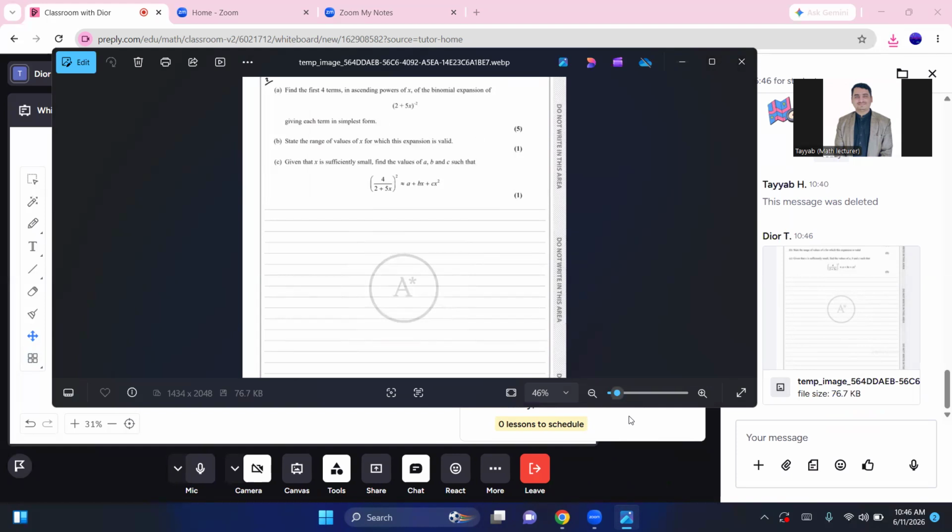Okay, you try the C part, please. 4 over 2 plus 5x to the power negative 2. I think we have already done the bottom part, because we have done 2 plus 5x to the power negative 2. You just need to multiply by 4, and you need only three values, a plus bx plus cx squared, right? Yeah.